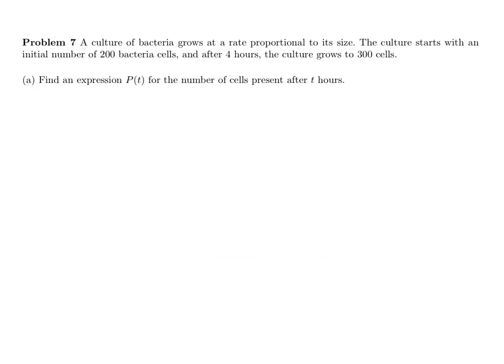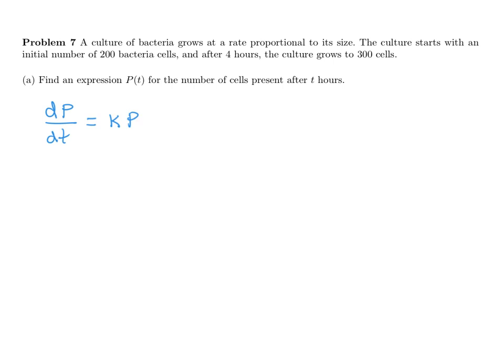In problem 7, we are told a culture of bacteria grows at a rate proportional to its size. I'm going to note here that that language means dP/dt. So if P represents the amount of bacteria, the rate at which it is changing or growing is proportional, meaning equal to a constant, times how many bacteria there are at some given time.